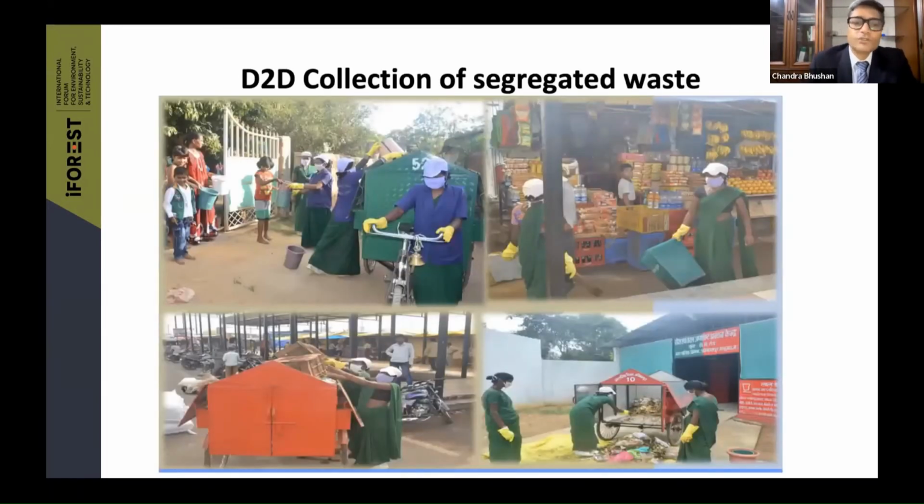This is how door-to-door collection happens. As you can see, every infrastructure is designed for segregation. Even a tricycle has two parts. One part is for collecting dry waste, another part is for collecting wet waste. And there is door-to-door collection. Every household and business has to have two bins. If you do not follow, they do not collect your waste. Every shop has to have two bins. So there is door-to-door collection of segregated waste.